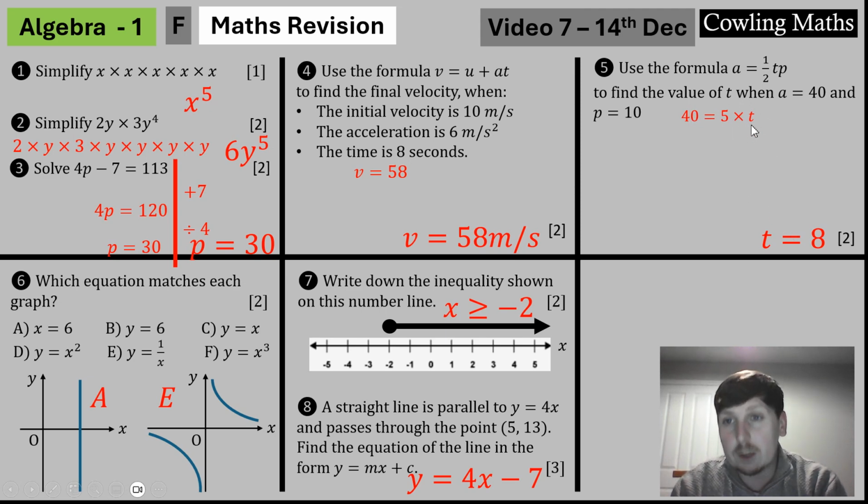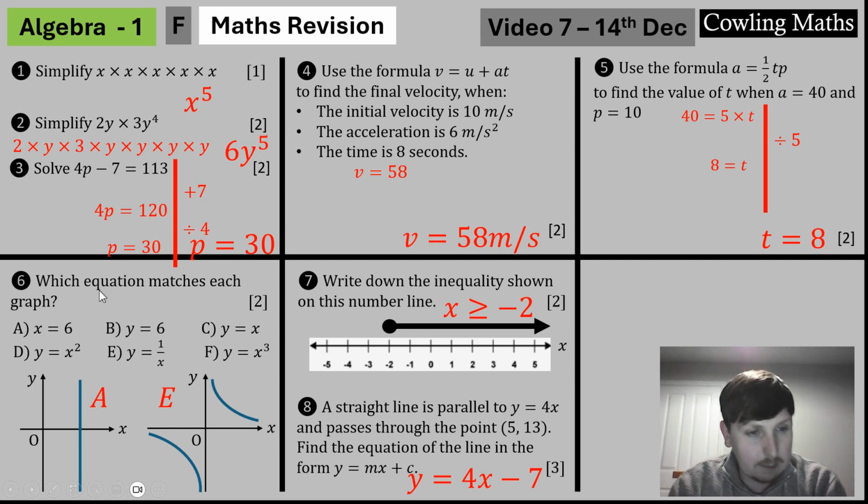Technically, to solve this equation, get t on its own, we need to get rid of this times by 5. So divided by 5, we're just left with t over on this side, and on the other side 40 divided by 5 is 8. So final answer t equals 8. That's a 2-mark question, so 1 mark for your working out, and again 1 mark for your final answer.